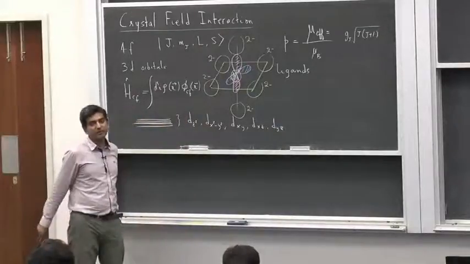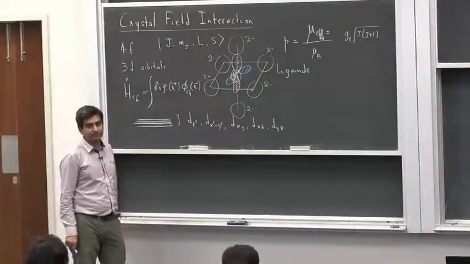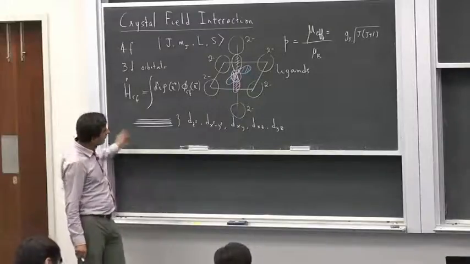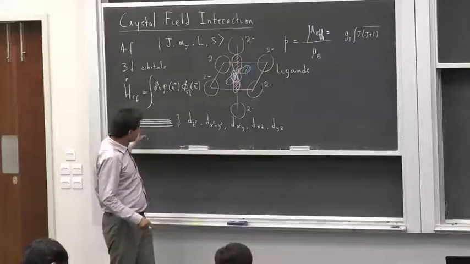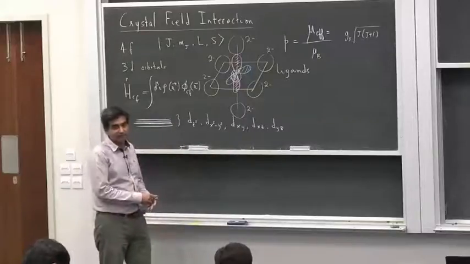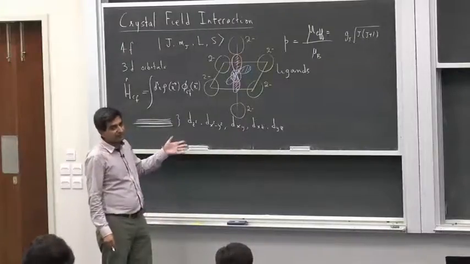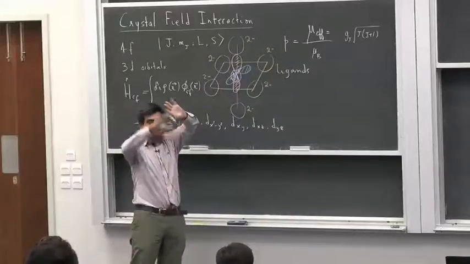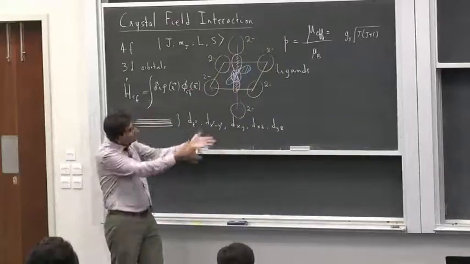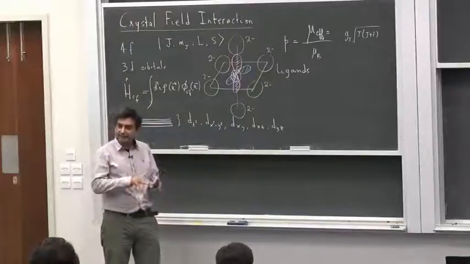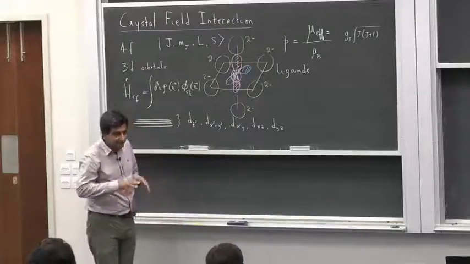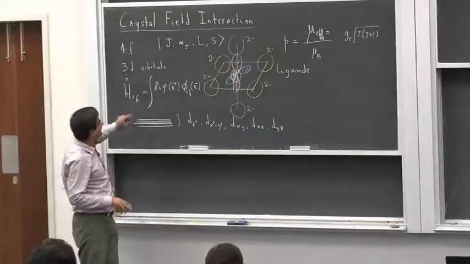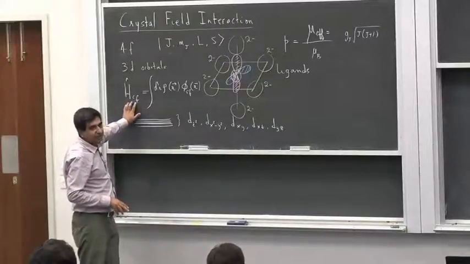All of these 5 orbitals have the same energy. They are degenerate. However, once this ion, in which there could be some electrons in these d orbitals, is placed inside an environment, the energy of the different orbitals might change, and the degeneracy might in fact be lifted. And the lifting of the degeneracy is encapsulated by the Hamiltonian.